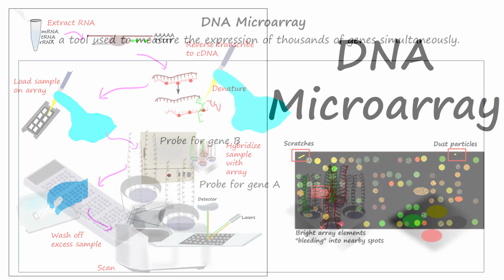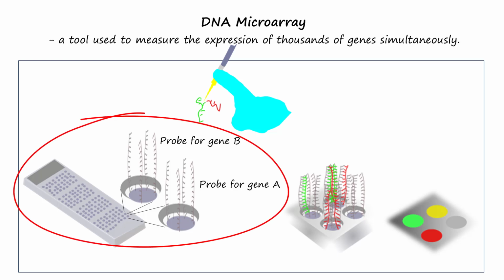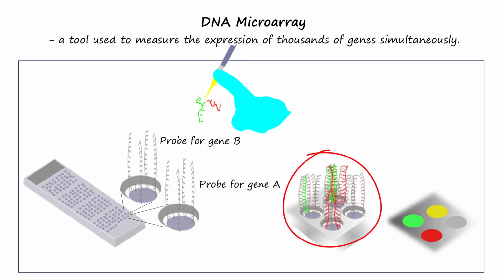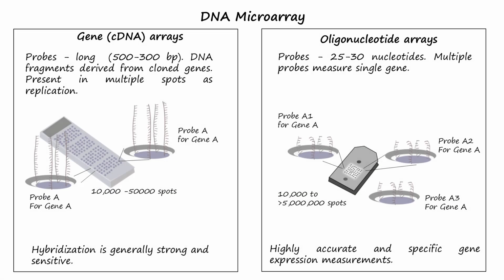DNA microarrays are molecular biology tools used to measure the expression of thousands of genes simultaneously. They consist of a glass slide or silicon chip containing thousands of DNA probes arranged in a grid. These probes hybridize to complementary nucleic acid sequences in a sample, allowing researchers to determine which genes are expressed and at what relative levels. Microarrays can be classified into two main types: cDNA arrays or gene arrays and oligonucleotide arrays.